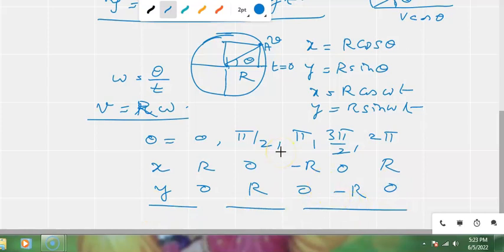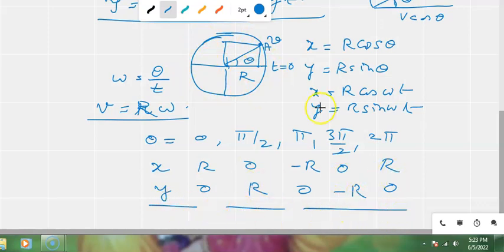That means the x coordinate is going from plus r to minus r and then back to plus r as the object goes around the circle in one revolution. So basically the x coordinate is oscillating from plus r to minus r. One revolution in the circle corresponds to one oscillation of the x coordinate and one oscillation of the y coordinate.